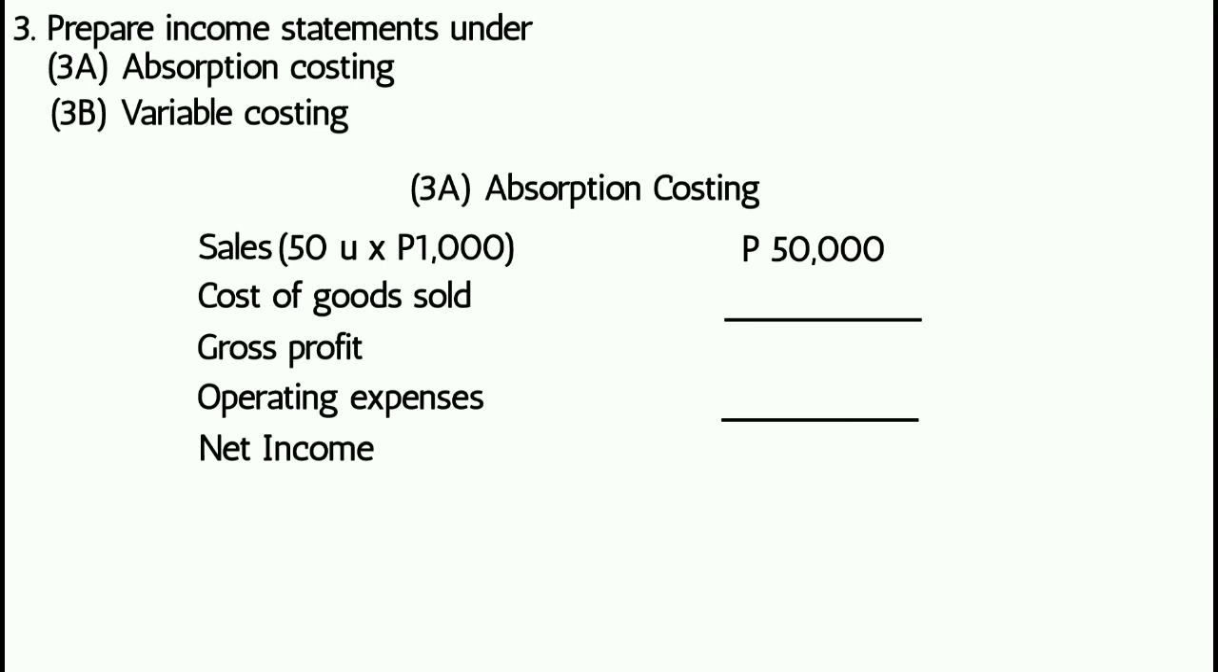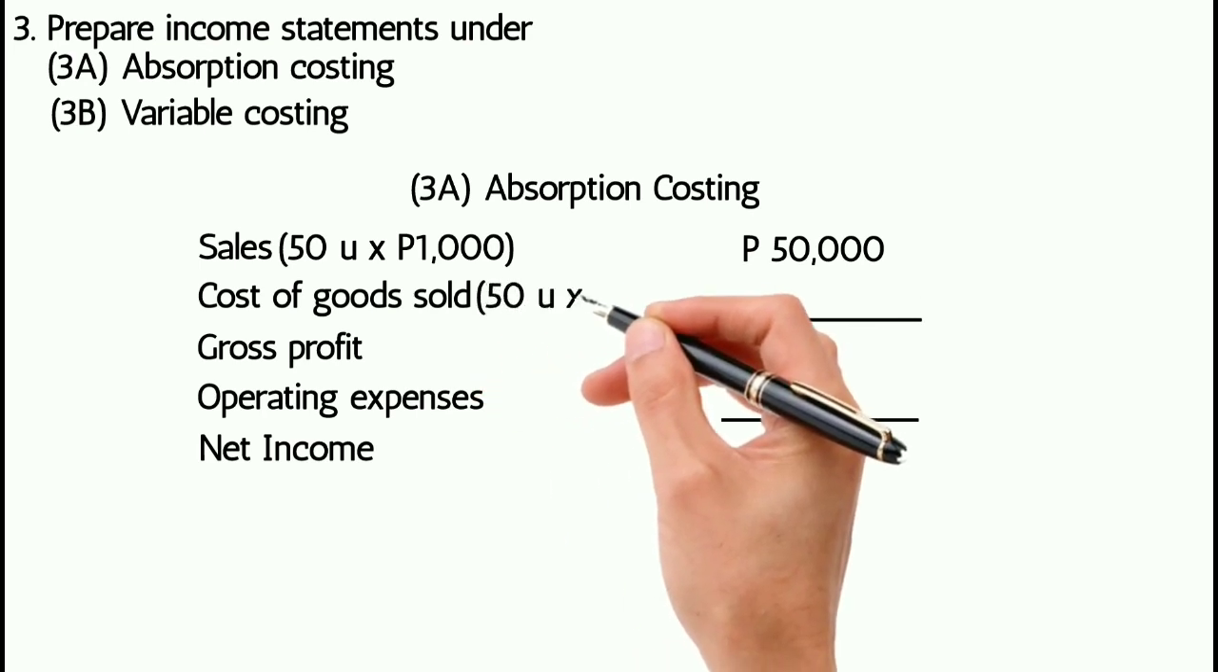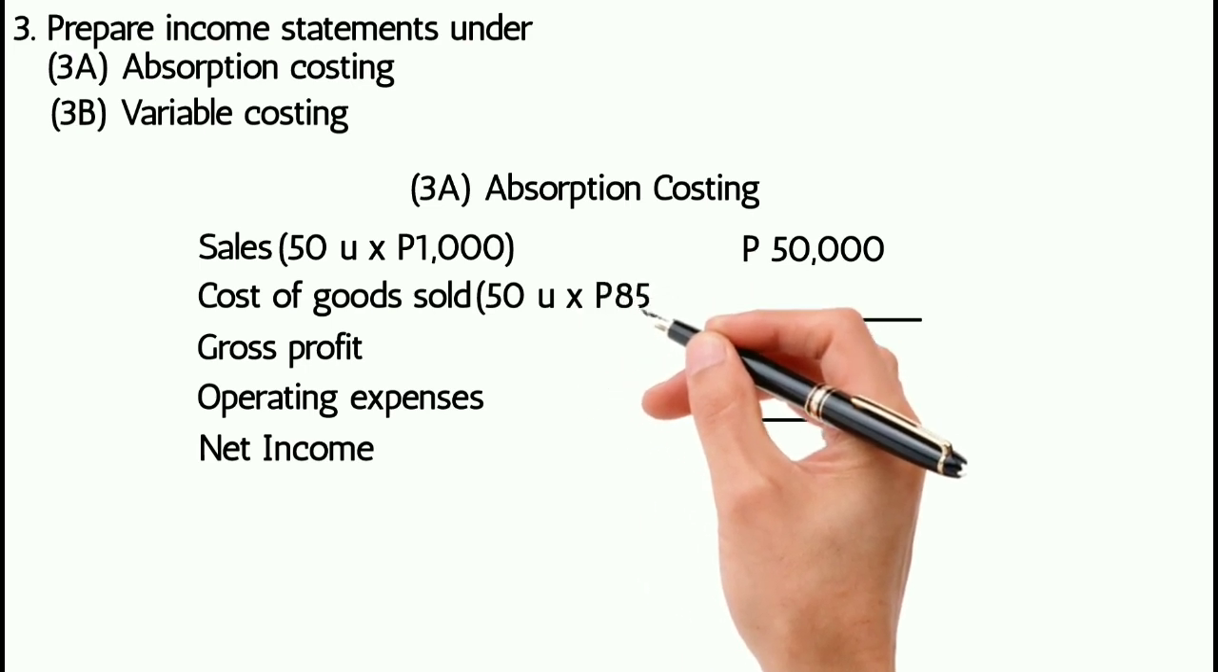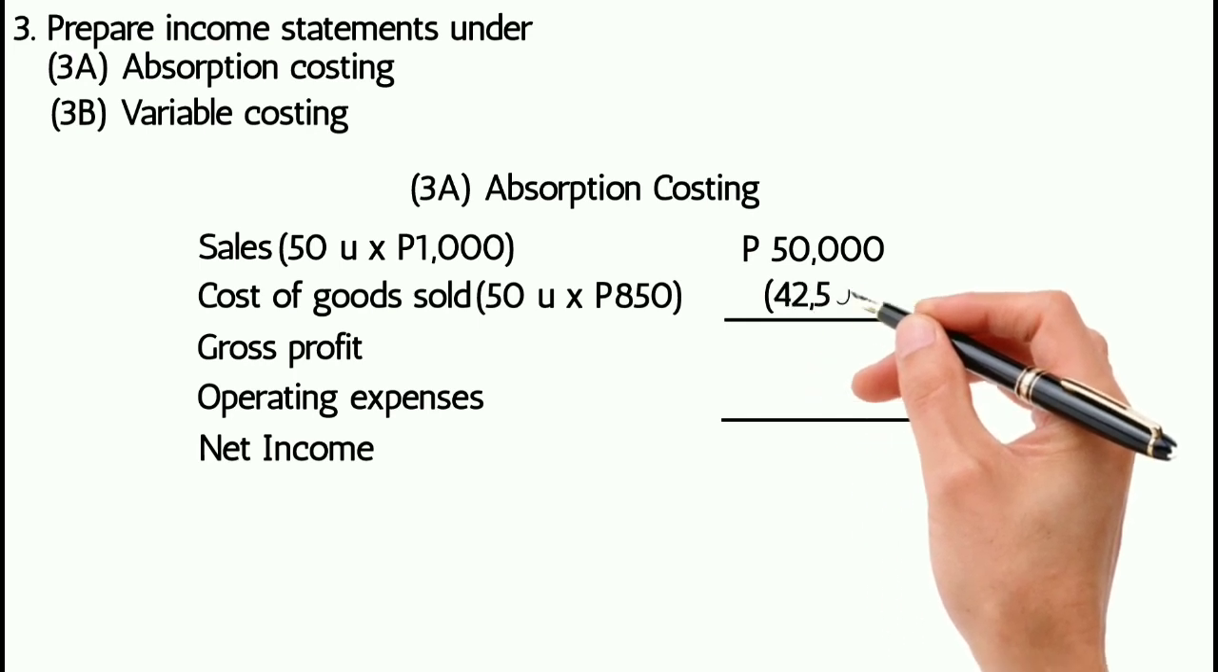Sa cost of sales naman or cost of goods sold, imumultiply natin yung units na nabenta sa inventory cost per unit under absorption costing. So that means 50 units na nabenta times inventory cost per unit under absorption costing na 850 pesos. 50 units times 850 pesos, that is equal to 42,500.